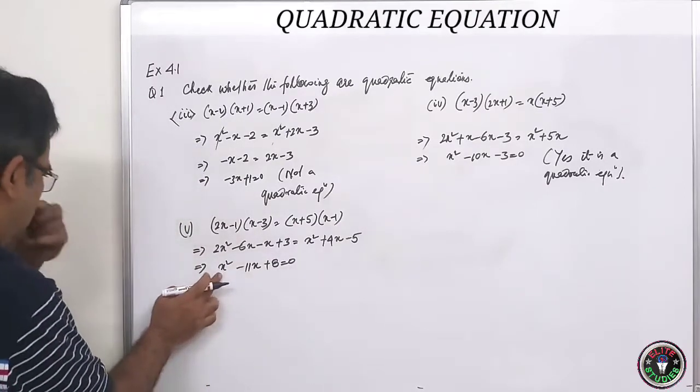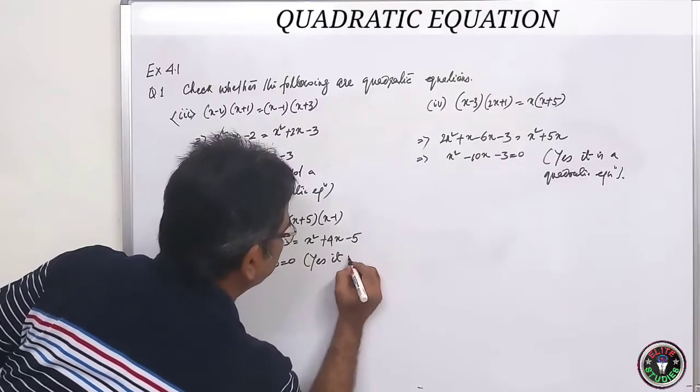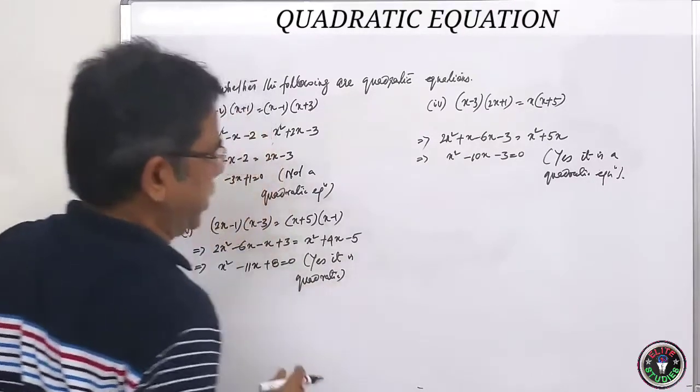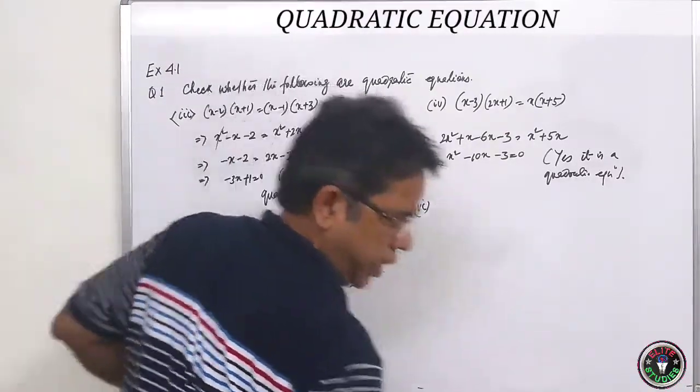Since you are getting the x square term, yes, it is quadratic. Now we will do the 6th question. Let us write the 6th question.